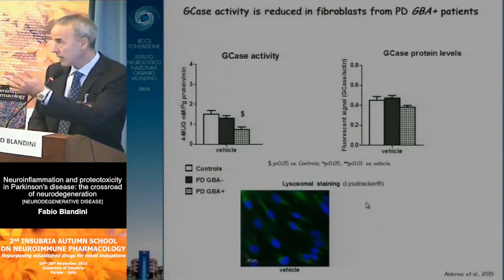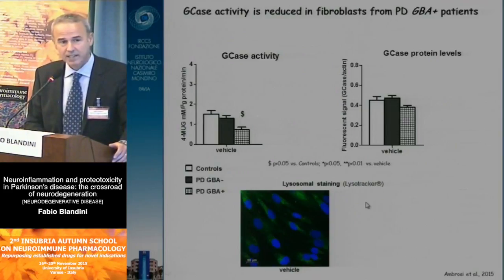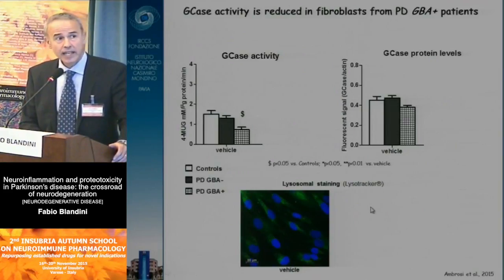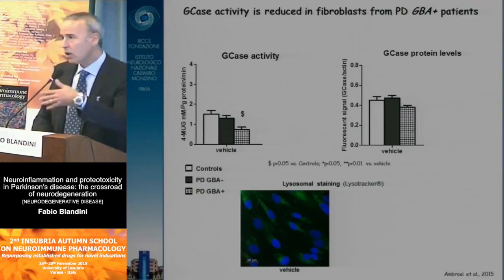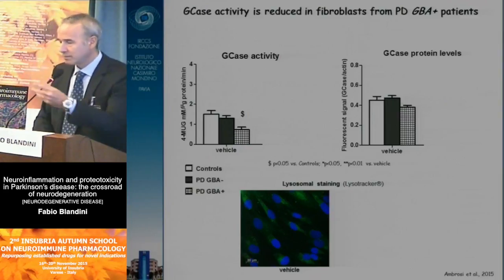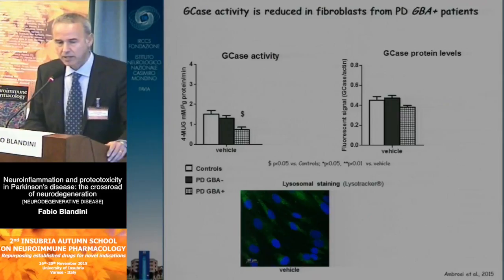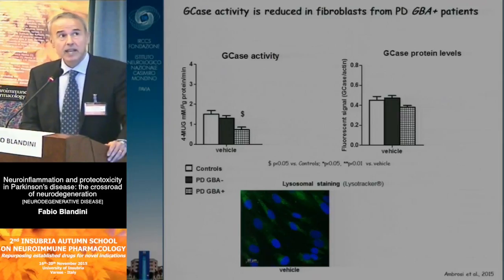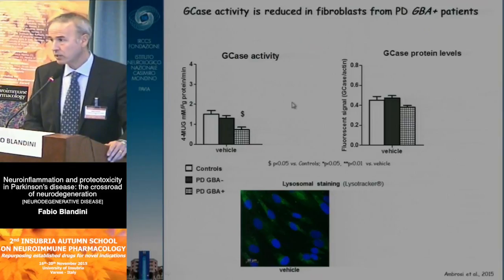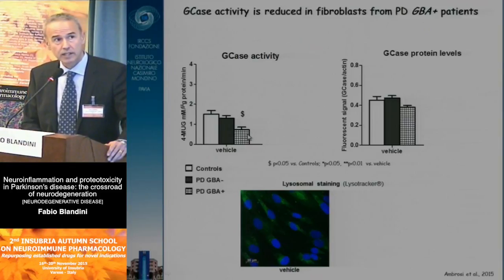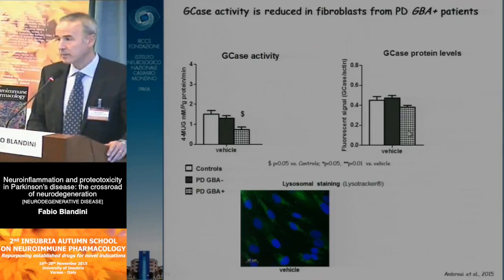These are the experiments that Julia has designed and conducted. And I'm not showing you all the data, just the ones that, in my opinion, are the most interesting. So we found, first of all, that GCase activity is reduced in the fibroblasts of Parkinsonian patients carrying a heterozygous mutation in the GBA gene. Just the activity. Protein levels are not changed, which makes sense.